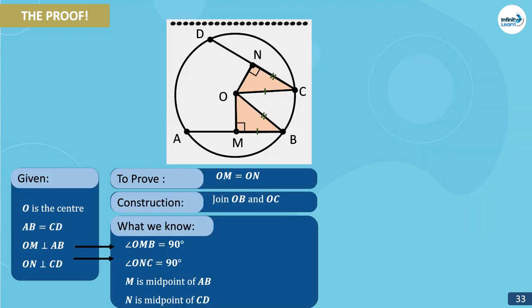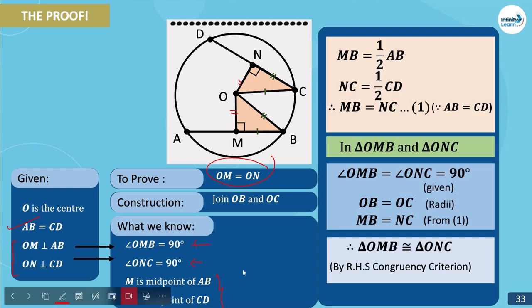Now what is given? Chords are given equal and OM is perpendicular to AB and ON is perpendicular to CD. What do we have to prove? OM equals ON. Look now, angle OMB and ONC are 90 degrees. M is the midpoint of AB and N is the midpoint of CD. So half of them, where chords are equal, their halves are also equal. Therefore MB equals NC.